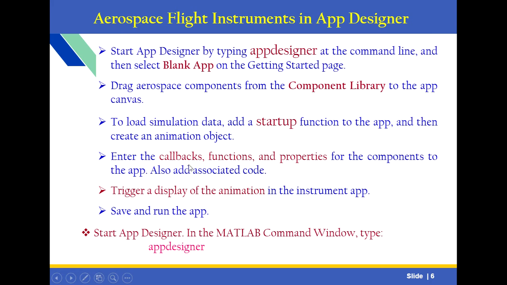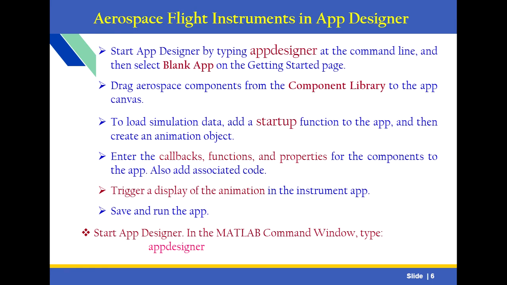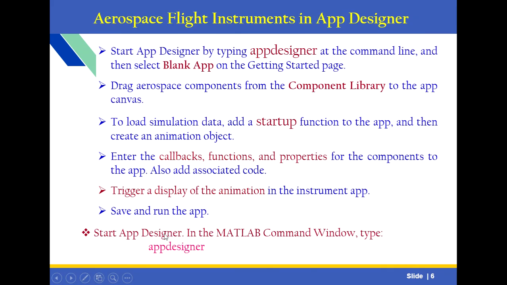For example, enter the callback functions and properties for the components to the app window. That is your aerospace flight instruments app. Also you can add associated code. Here you have to trigger the display of animation in the instrumentation app. Save and run the app. That is how you get the aerospace flight instruments in App Designer.